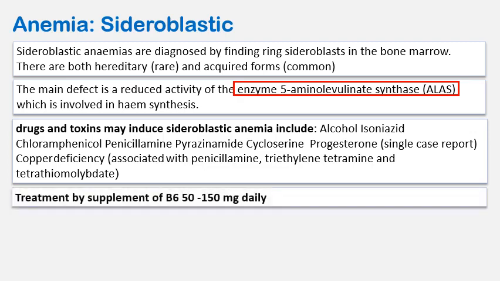Treatment, especially for the acquired form, is by supplementation. There may be a response to supplementation of vitamin B6 at 50 to 150 milligrams daily. It acts as a cofactor for this enzyme and may accelerate the action of this enzyme and enhance the utilization of iron, or the incorporation of iron into the heme.